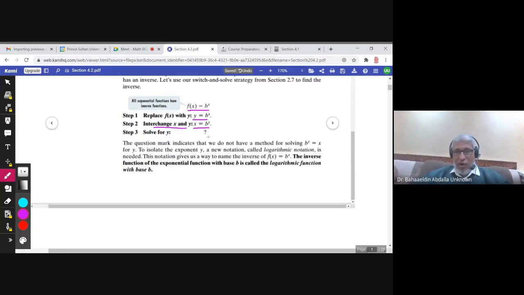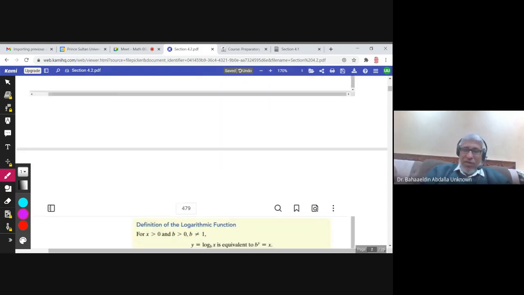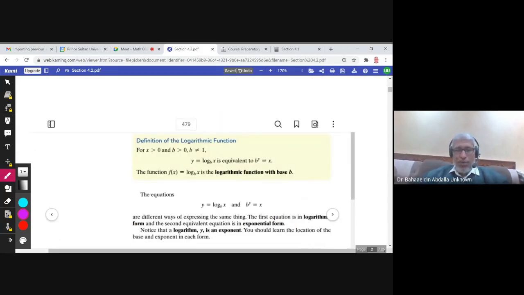We will define y to be the logarithm, log x to the base b. This is how we read it: log x to the base b. So x equals b to the power y if and only if y equals log x to the base b. So this is the inverse function. That's the definition.